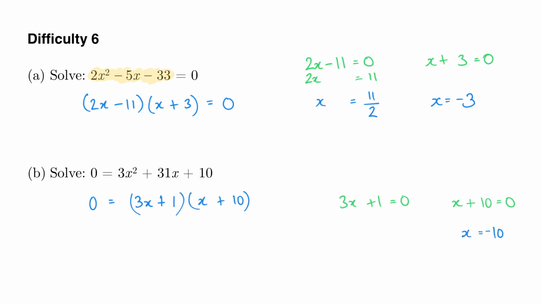If 3x plus 1 equals 0, that means 3x equals negative 1. All I've done is subtracted 1 off the left-hand side, and therefore I had to subtract 1 off the right-hand side. Next, from 3x equals negative 1, I get that x equals negative 1/3. So the two solutions to this equation are x equals negative 1/3 and x equals negative 10.